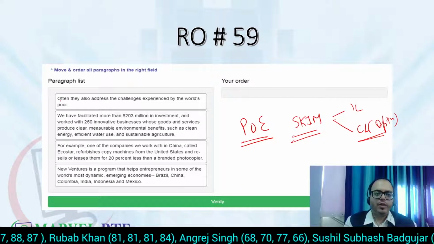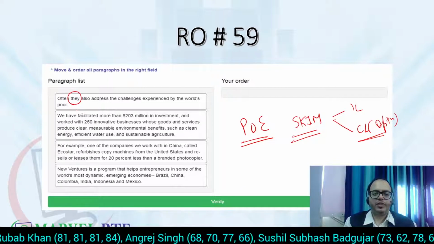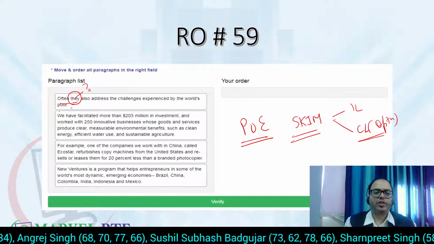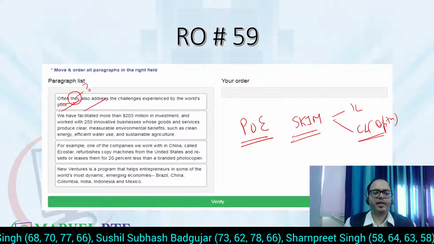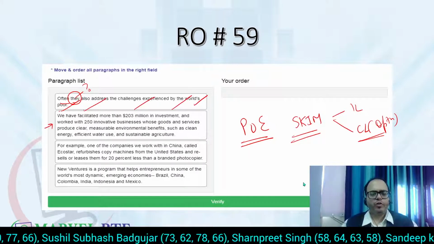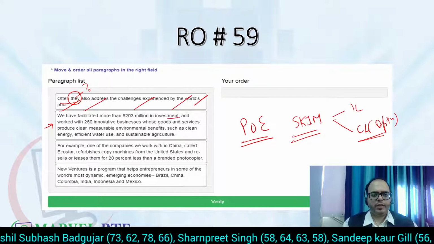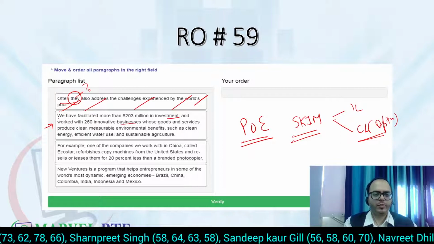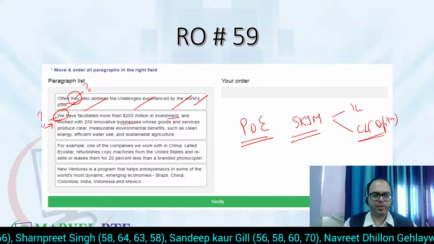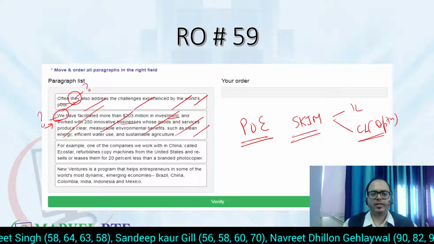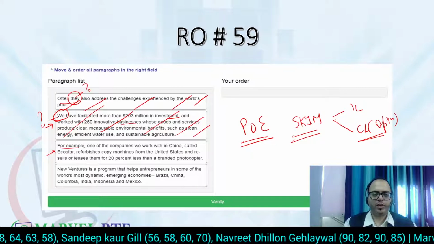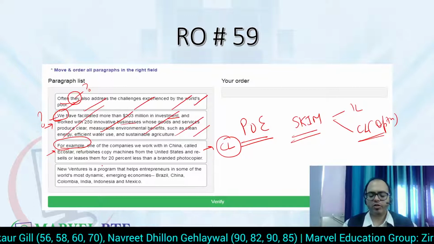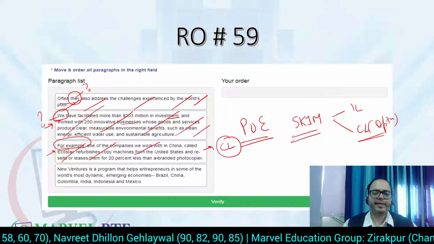Okay. So: often they also address the challenges experienced by the world's poor. Now here we have no idea who "they" are, right? So it's a pronoun, so it cannot be an independent line. That's why we are going to eliminate it. Next: we have facilitated more than 200 million in investment and worked with 250 innovative businesses whose goods and services. This cannot be an independent line also. We don't know who "we" is. So that's why this is not an independent line also. For example: what do we use this for? Concluding lines. Examples are always in the last, so this cannot be your independent line.